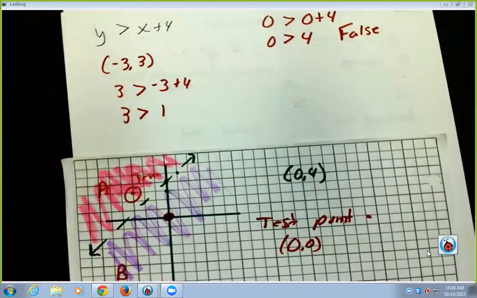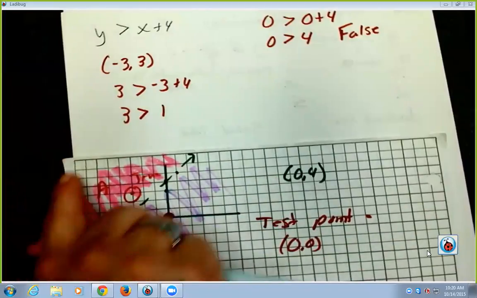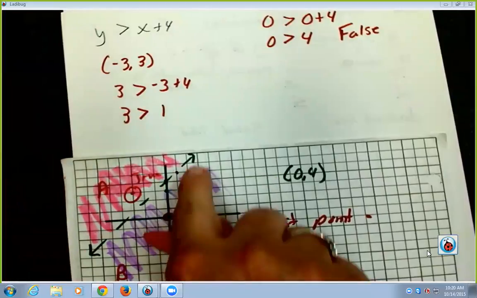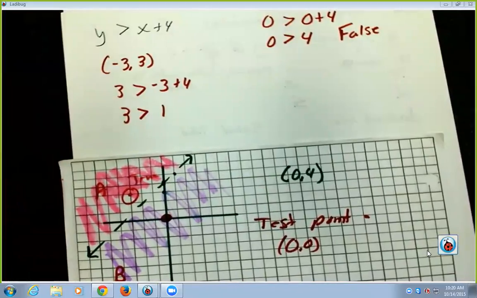Okay, so now this point is true, so I want to shade that whole side. Now, am I only limited to -3, 3? No, I've got all of this whole side. Any point in that whole region is going to make my statement true. Okay, that makes sense? Hopefully.